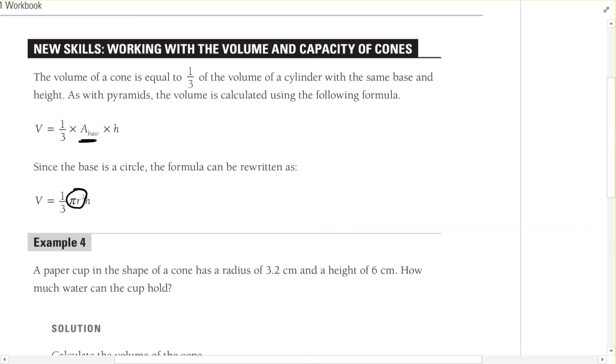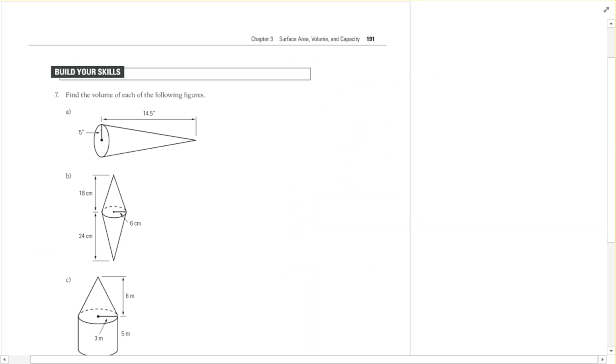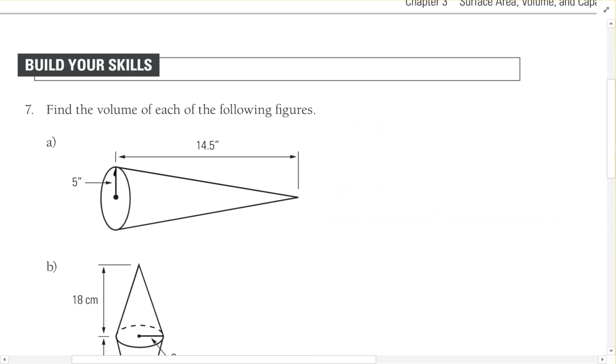So let's go to the next page here and just do one. So that would be this, right? Area of the base, and then just times 1/3 the height, and that's pretty much it. So let's go ahead and figure out the volume of this one. So that's going to be V is equal to 1/3 pi r squared times the height. So V is 1/3 times pi times the radius is 5 inches squared times the height of 14.5.